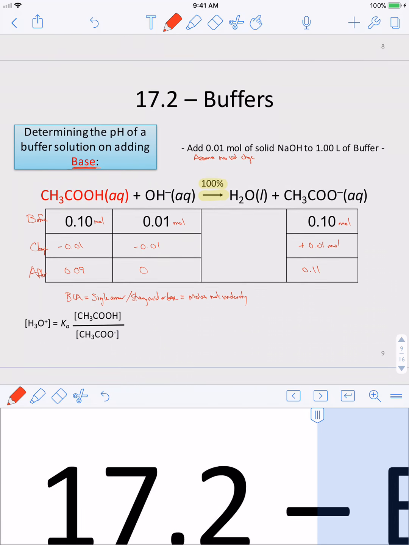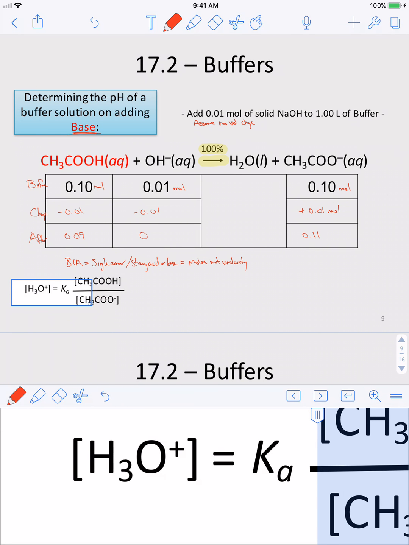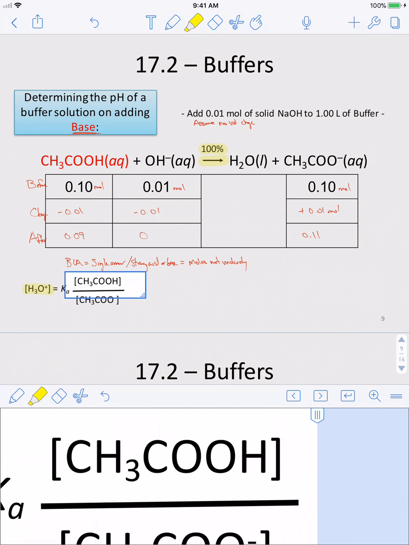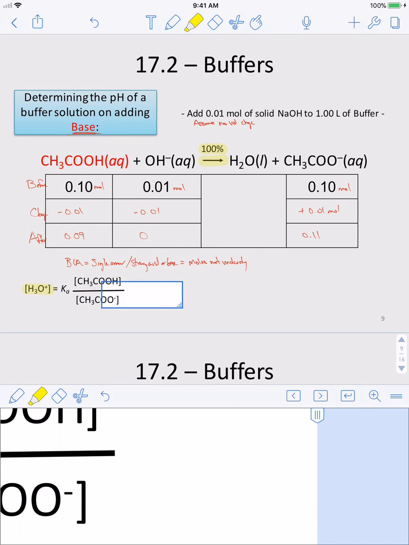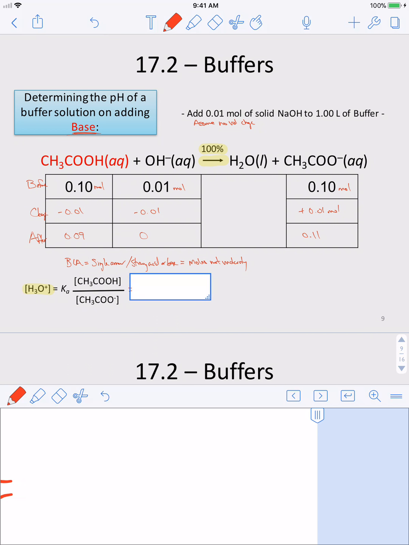All right, so now when we want to think about the H3O plus, we have the Ka expression. We're going to solve the Ka expression for H3O plus. So that means we have Ka times acetic acid over acetate. And we plug these values in from our BCA table.